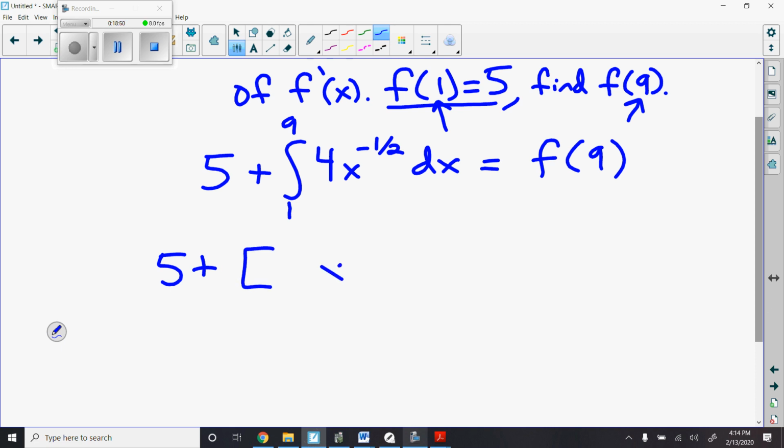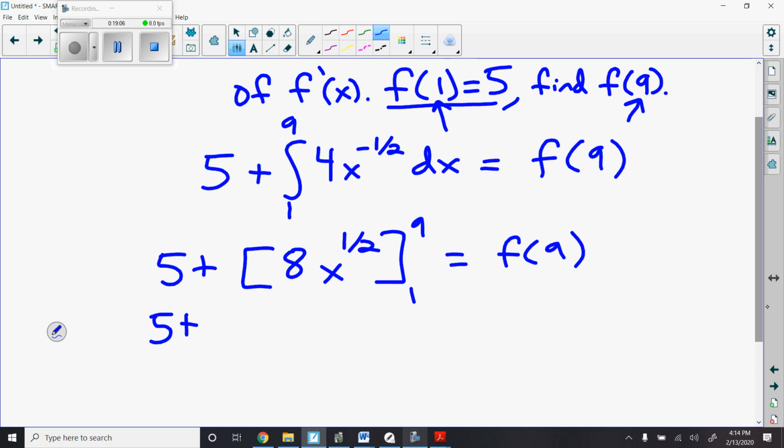This thing is ready to go. I'm going to bump it up to a half. 4 divided by a half is 4 times 2, which is 8. 1 to 9. Okay. I know that half power means square root. So I've got 5 plus 8 root x from 1 to 9, which is 8 root 9 minus 8 root 1.